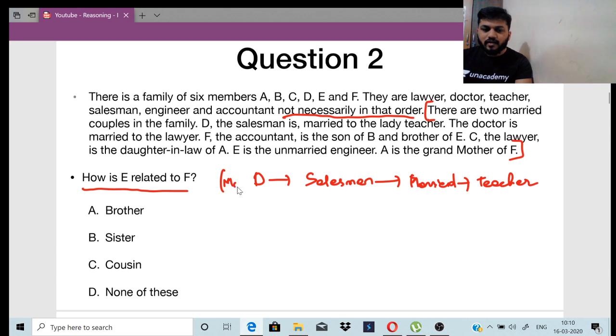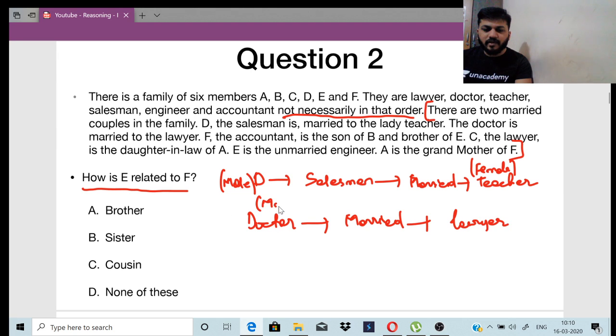That means D is male and the teacher is a female, right? Coming to the next statement, the doctor is married to the lawyer. So the doctor is male and the lawyer is female. This satisfies our first statement, that there are 2 married couples. So we got 2 married couples: one is salesman and teacher, and the other is doctor and lawyer.